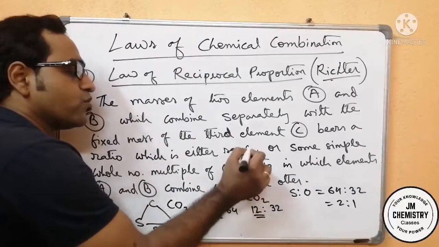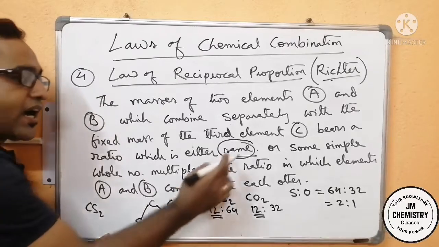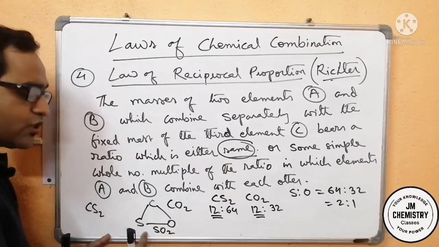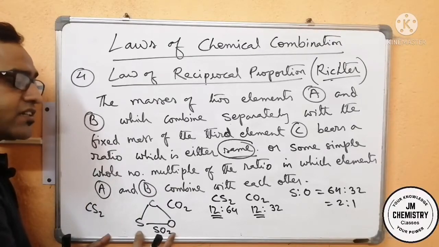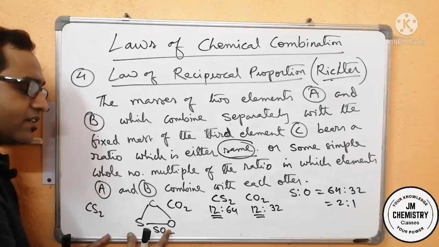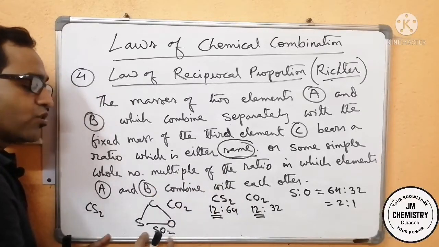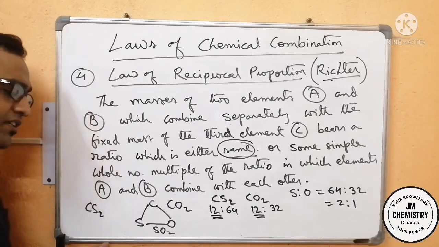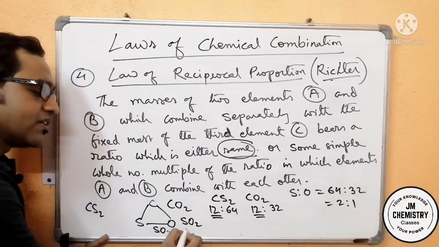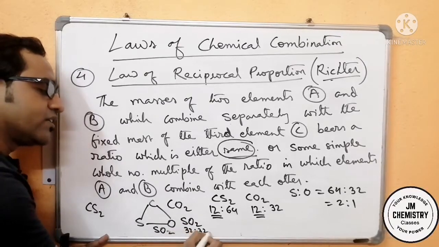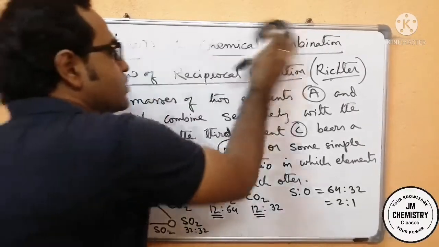So this ratio would be either the same as the ratio in sulfur dioxide, the ratio in which sulfur and oxygen combine with each other, or it may be some simple multiple of the ratio in which sulfur and oxygen combine with each other. In the case of sulfur dioxide, SO2, the ratio is 32 is to 32.